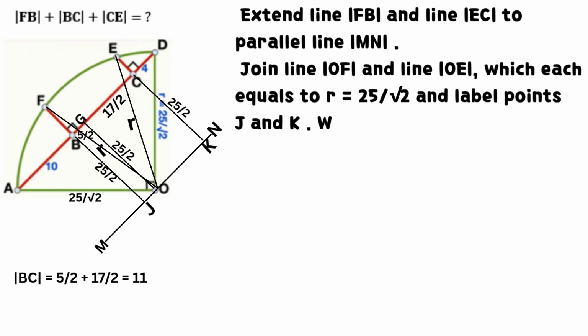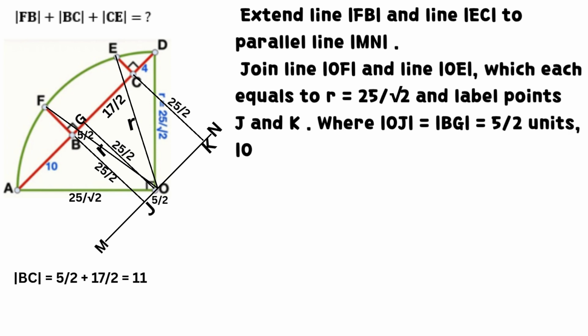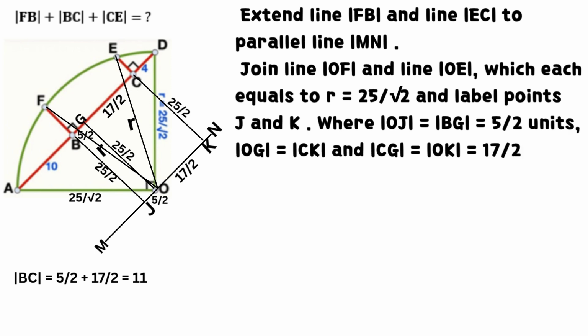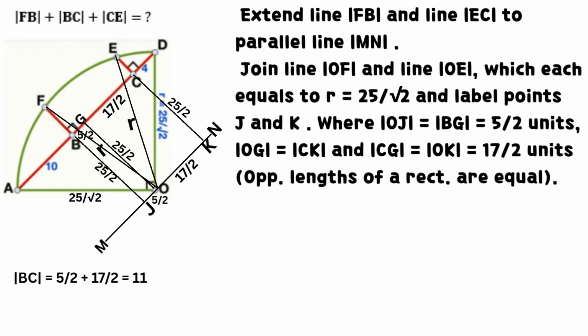Label points J and K, where OJ equals BG, which equals half of 5 in units. Line OG equals line CK and line CG equals line OK, which equals half of 17 in units. It is because opposite lengths of a rectangle are equal.